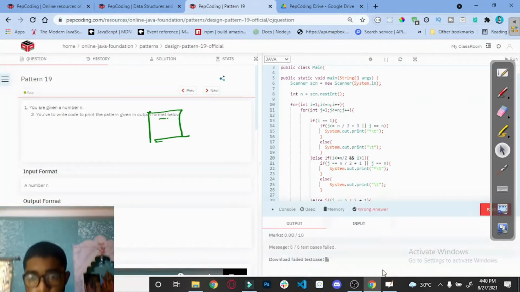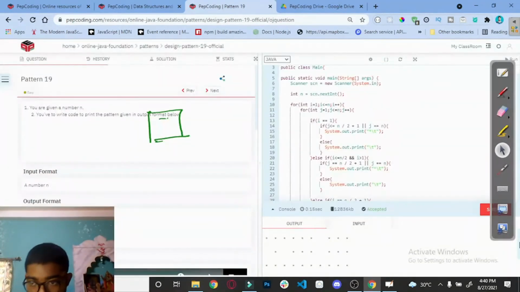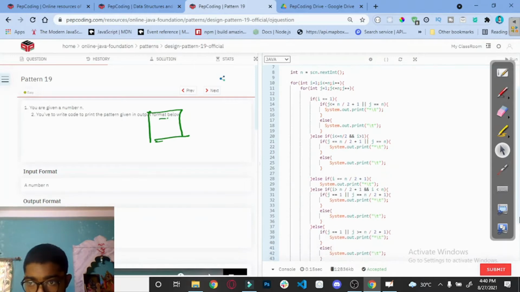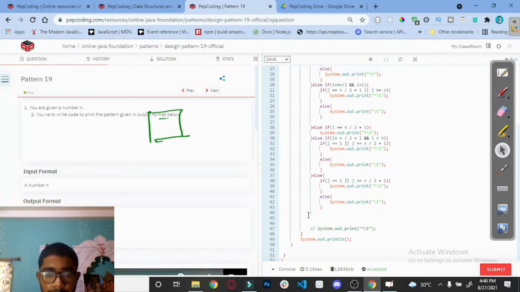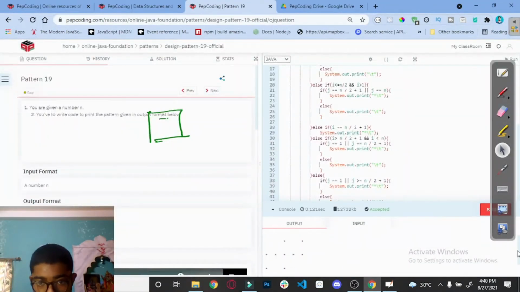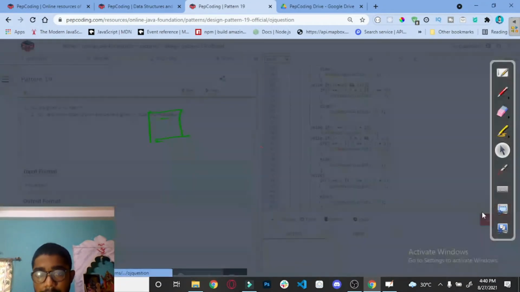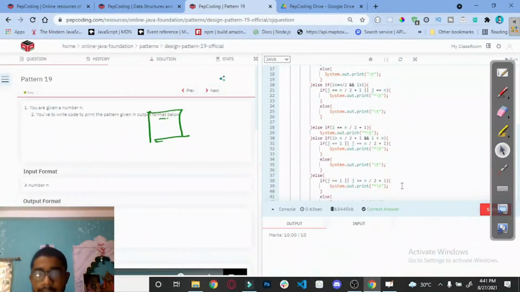Now see what we will get. It is getting the wrong output. Okay, I forgot to remove this line. That's why I think it's giving me the errors. See, yes, we are getting the right output now. Now I am submitting the answer. Here you can see this is the correct answer.